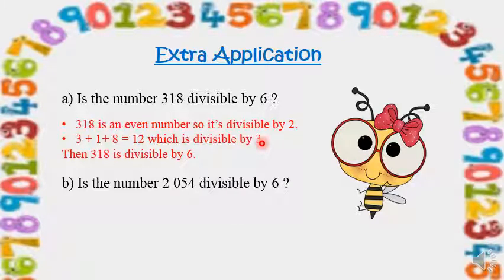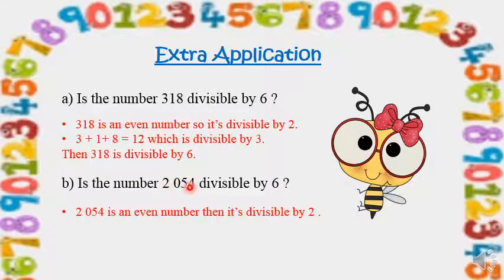Let's take another example. Is 2054 divisible by 6? First, is it divisible by 2? Yes, it's an even number. It ends with 4. Then, let's make sure it is divisible by 3. How do we know? Let's add the digits. 2 plus 0 plus 5 plus 4 gives me 11, which is not divisible by 3.